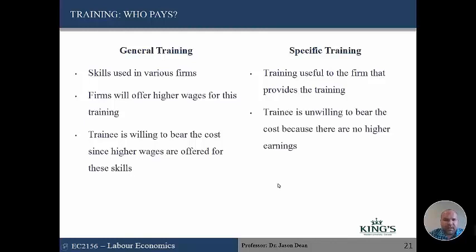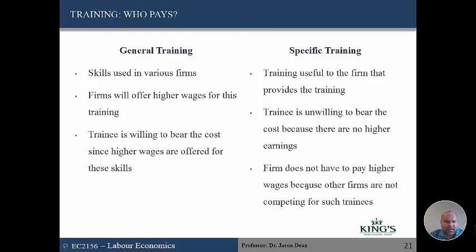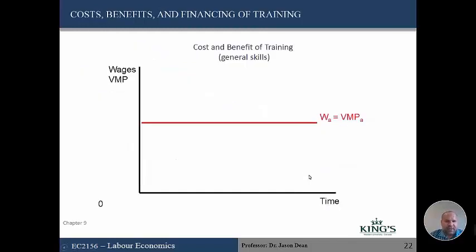And so we'll see in the case of specific training, a trainee, in a competitive labor market, would be unwilling to bear the cost if there's no higher earnings. So we'll see that also the firm does not have to pay higher wages because other firms are not competing for such trainees. Let's look at this in a diagram so that it makes more sense.